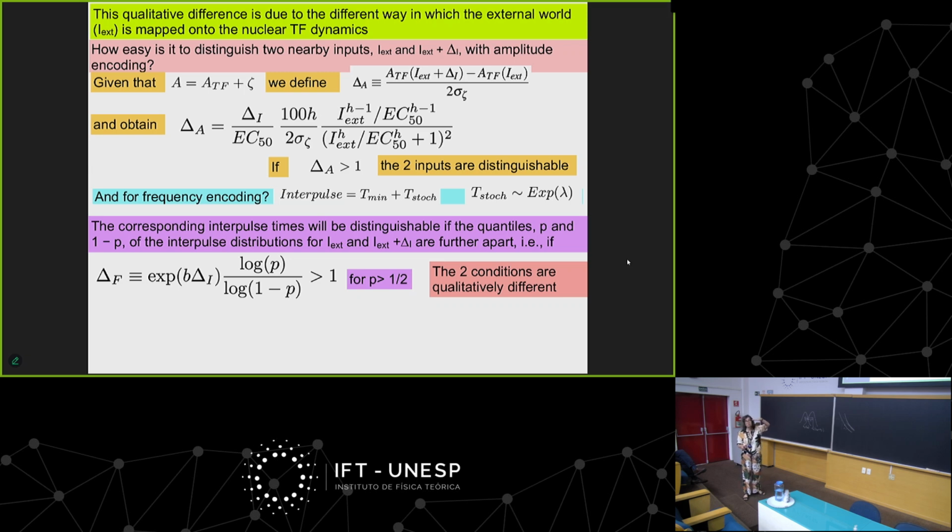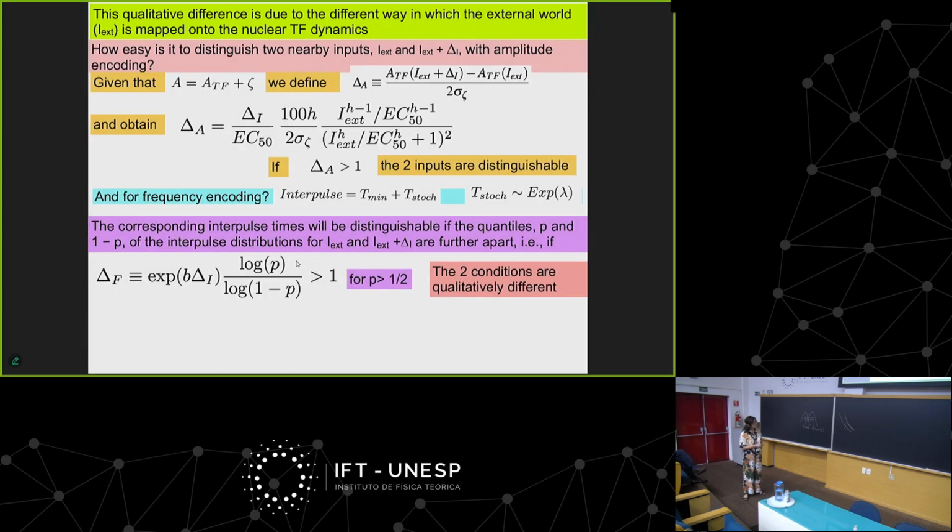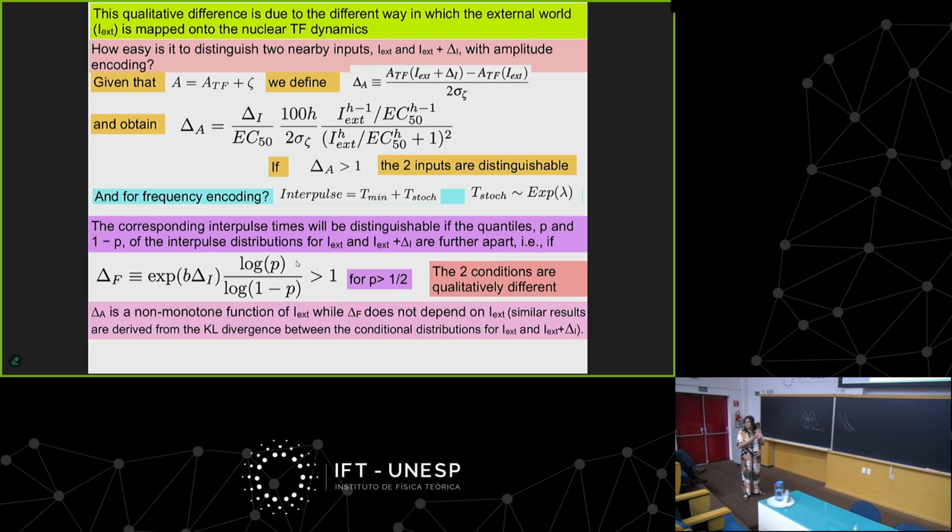You can also obtain it through a calculation that is called Kullback-Leibler divergence. But the main point here is that this condition depends on the stimulus strength, and this condition does not. So what it means is that the ability to discriminate two nearby inputs of frequency encoding does not depend on the strength of the stimulus. So basically, it's scale invariant.